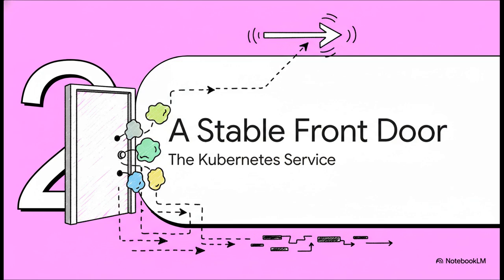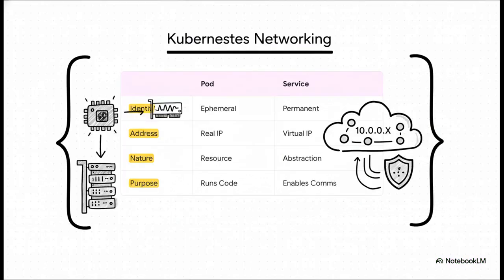And this is where our hero of the story makes its grand entrance, the Kubernetes service. What a service does is it solves this exact problem. It gives you a single, stable, permanent address that never changes. Think of it as a reliable front door for a whole group of pods that are constantly moving around in the background. This table here breaks down the difference perfectly.